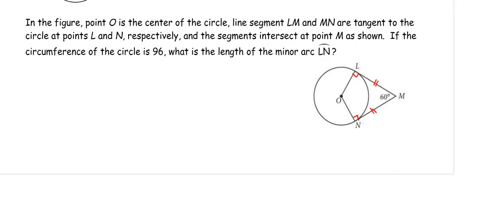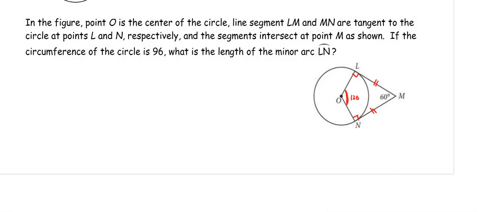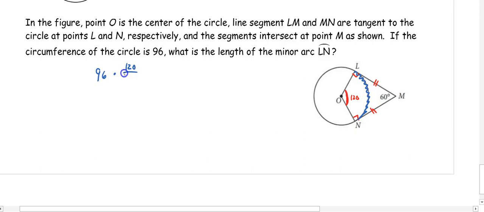So in order to find that, first of all, we need to know what this angle is. So if this is 60 degrees, we can subtract from 180 to get 120. Once we know that that is 120 degrees, we know that we're looking for that length. So our circumference is 96 times 120 over 360. So when we multiply that, we would get 32. So the length of the minor arc LN would be 32.